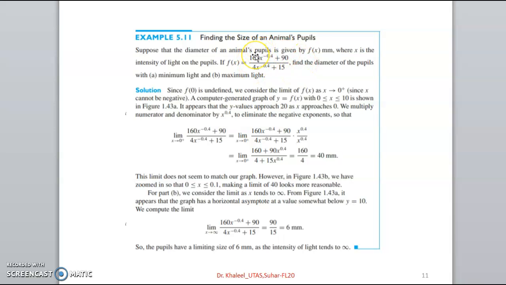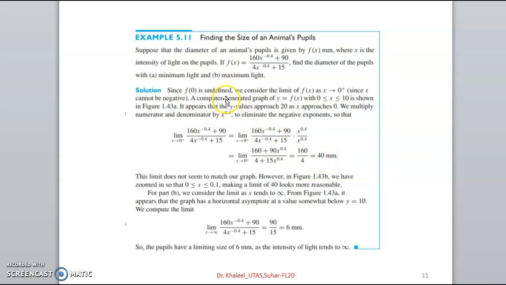This is your function. This is an application of limit and continuity. This is the function, and we are asked to find the diameter of the pupil at the minimum light and the maximum light. Minimum light means 0. I will find the limit of this as x tending to 0, and then I will have to remove this x raised to minus 4. So I will multiply both and then I will get this. And when x is equal to 0, this is 0, this is 0, 160 by 4 becomes 40 mm, the answer.